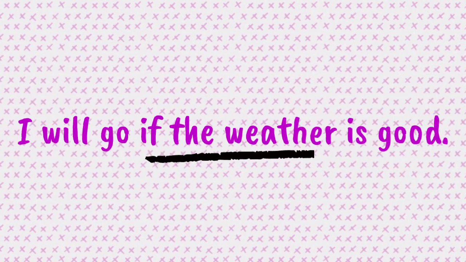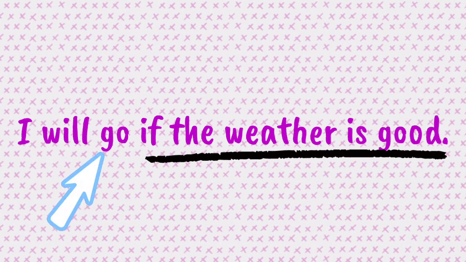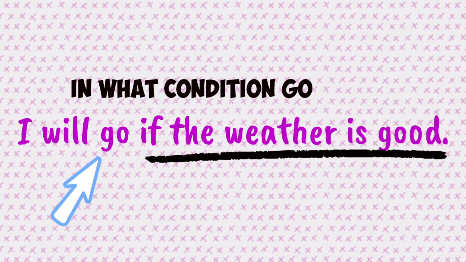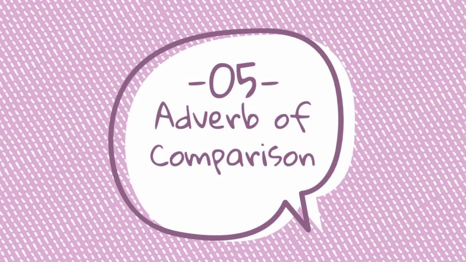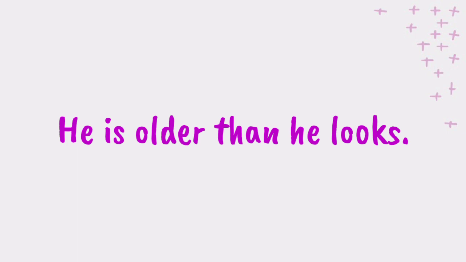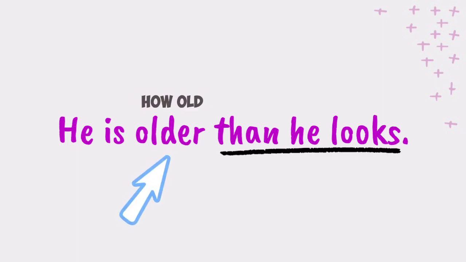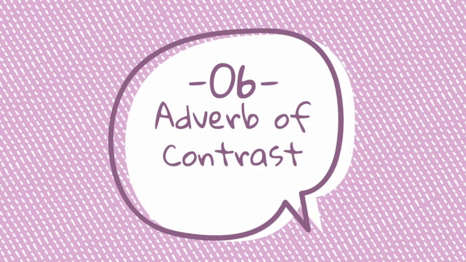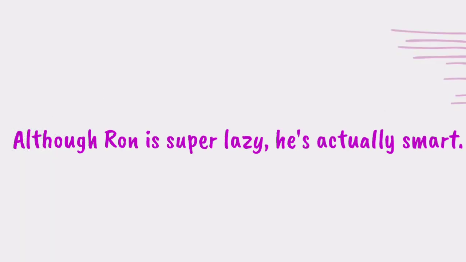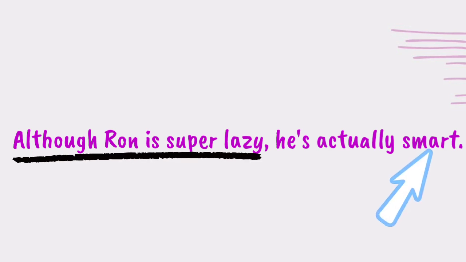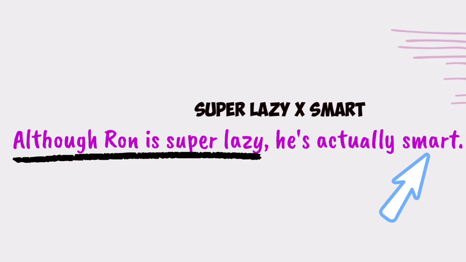The clause if the weather is good describes the word go. In what condition will I go? In this sentence, the clause than he looks describes how old he is. The clause although Ron is super lazy actually describes the word smart. The words super lazy give a contrast to the word smart.